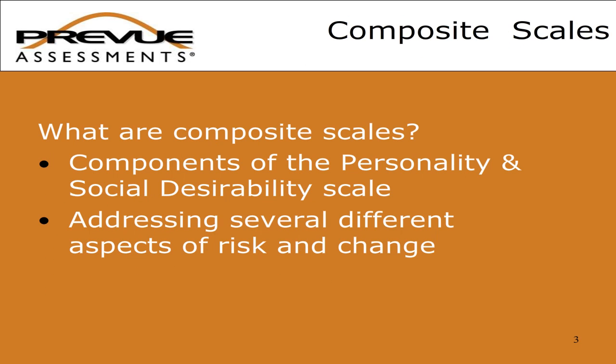What are composite scales? A composite scale is a recipe of components from the personality and social desirability scales. These address several different aspects of risk and change. The working characteristics scales are composite scales. Other composite scales are under development for measuring compliance, honesty, and propensity to be bullied.